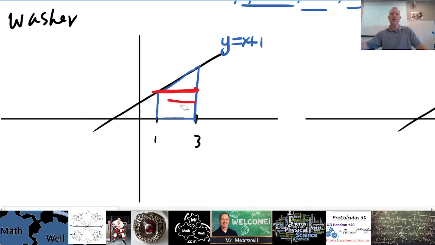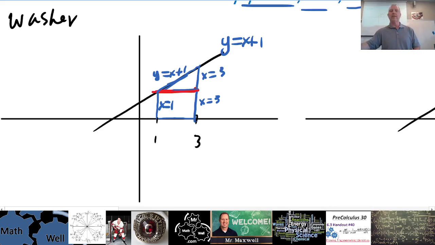So let me just erase some of this. At this point, we'd have to stop because right now we have x equals 3 and we have x equals 1 as our two functions. But above this point right here, now we have two different functions. We have x equals 3, and then we have y equals x plus 1. You see that? So we're going to have to do this twice.